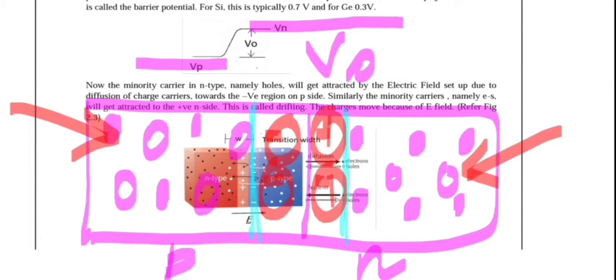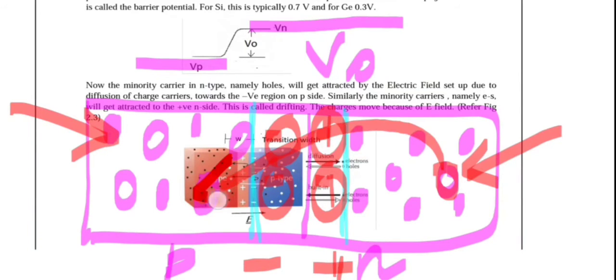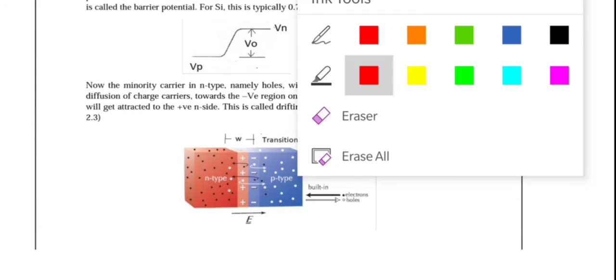So now the minority carrier in n type, namely the hole, will get attracted by the electric field set up due to the diffusion of charge carriers, towards the negative region of the p side. We have a negative charge here and a positive charge here. This hole will get attracted towards the p region due to this negative charge. Similarly, electrons, which are the minority charge carriers in p type, will get attracted towards the n region due to this positive charge.